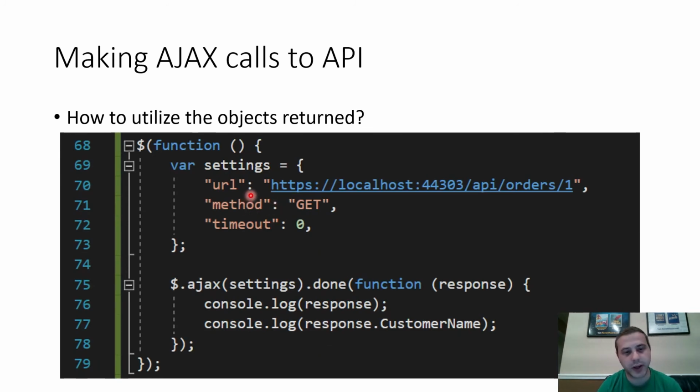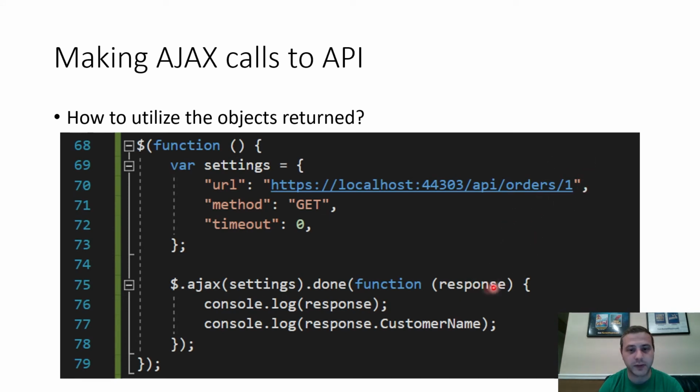So how can you utilize the objects returned? So here you can see that I'm getting a settings. So actually, here's the document ready event that I was talking about earlier. So here you can see that I'm making an AJAX request. Here I'm building up my settings thanks to Postman. And here's my endpoint. You can see that I'm making a GET request here, and I'm trying to get order ID 1.